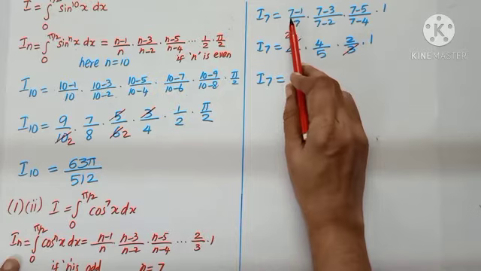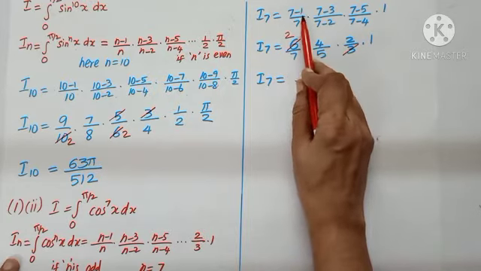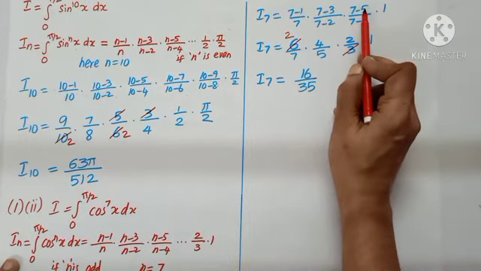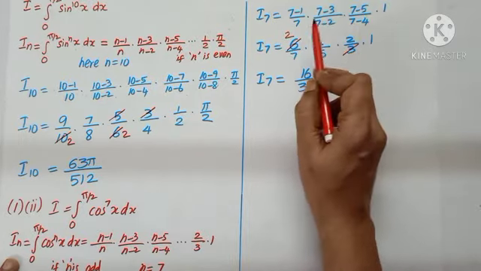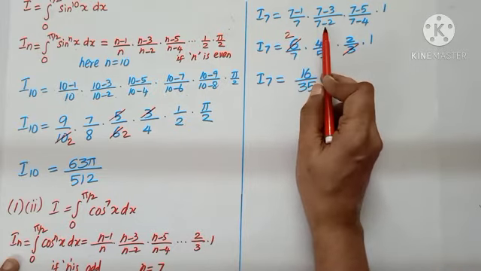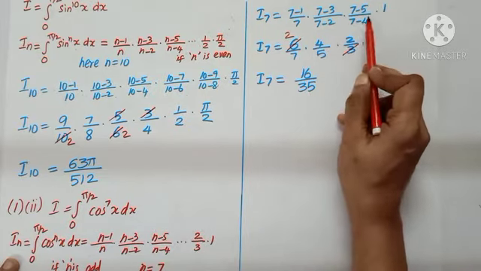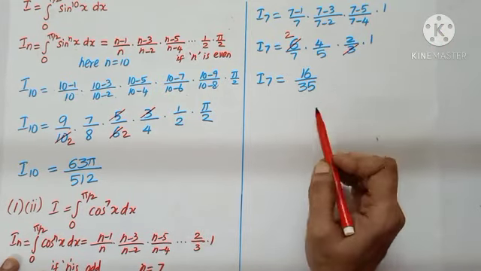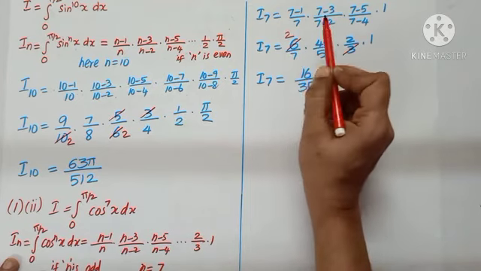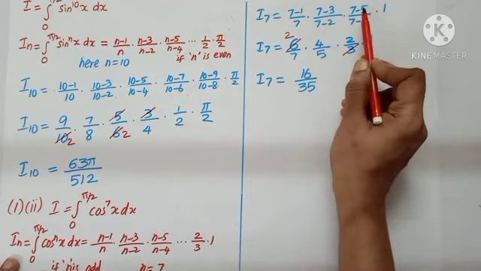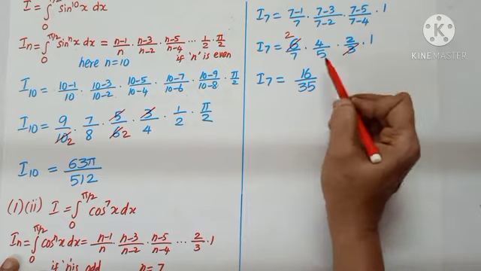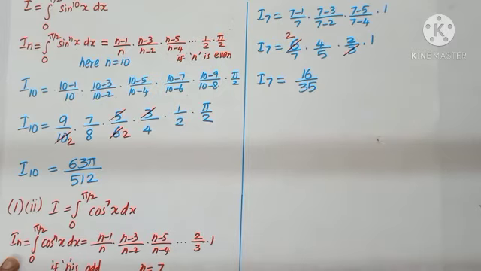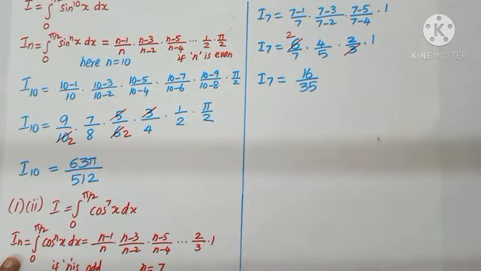When I substitute n is 7: 7 minus 1, 7 minus 3, 7 minus 5 gives me 2. Stop with that. Denominator: 7, 7 minus 2, 7 minus 4 gives me 3. Stop with that. Into 1. As we simplify, it is 6 by 7, 4 by 5, 2 by 3 into 1. Cancelling and multiplying, we get 16 by 35, and that is the answer.